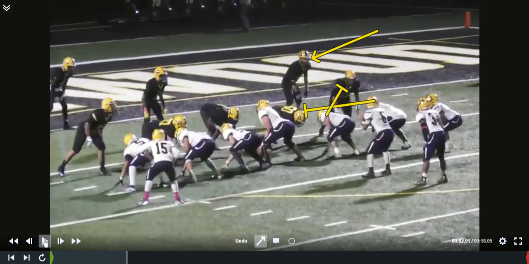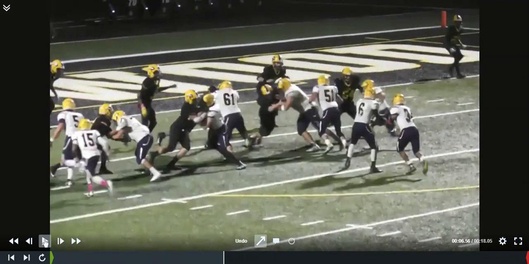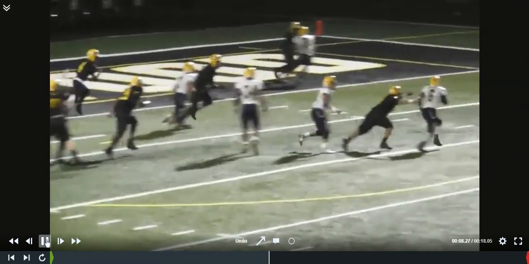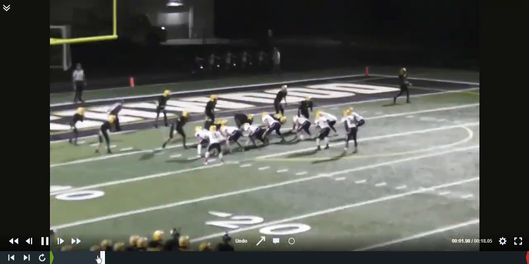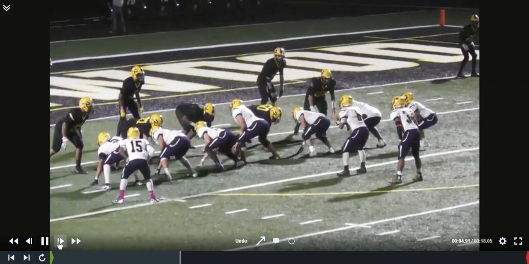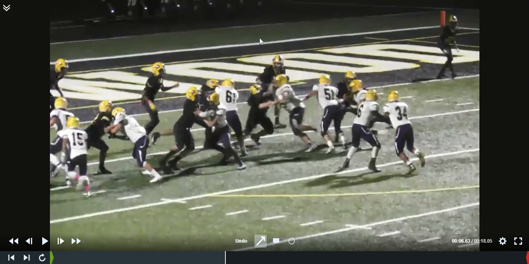So we get an X block, and let's see what the unblocked defender does. Our quarterback sees him stick his nose in. You can see here. See this kid here sticks his nose in. So that's a pull read for him.